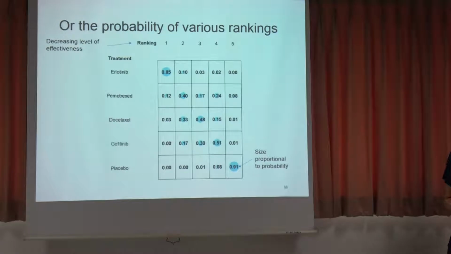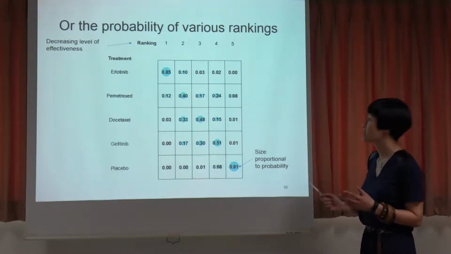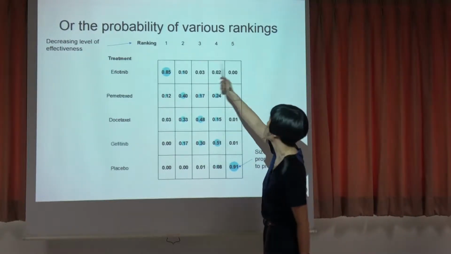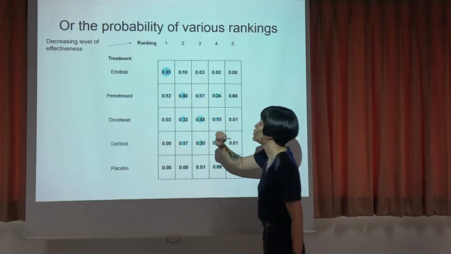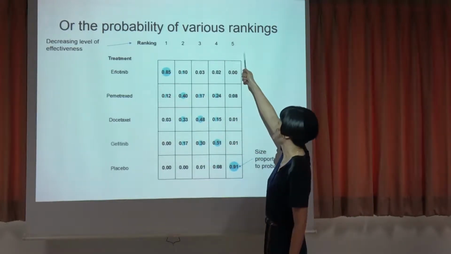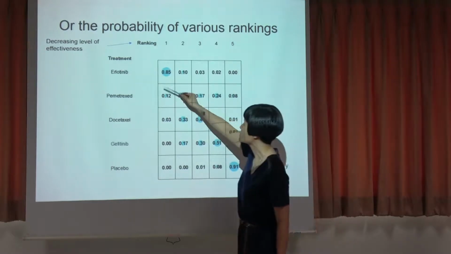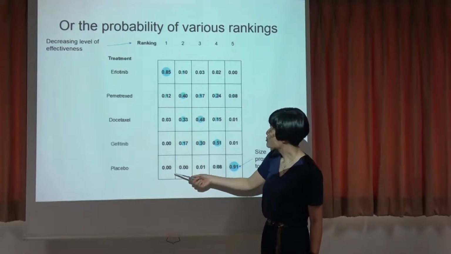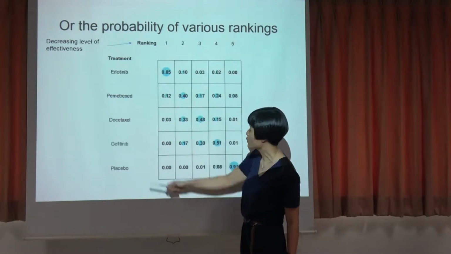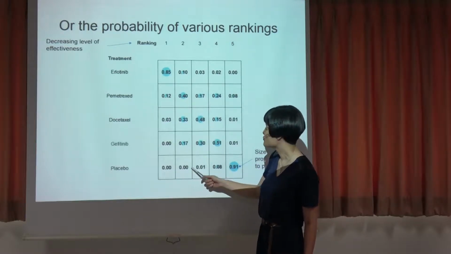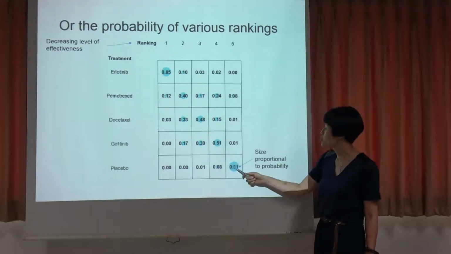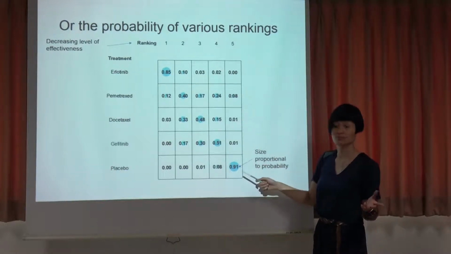So what's really useful is you can then calculate ranking for these comparisons. So ranking here from 1 to 5, 1 is the most effective, 5 is the least effective. And each treatment is listed down this way. So the easiest thing to look at, for instance, is placebo. The probability of placebo being the best out of all of these is 0. The probability of placebo being second best out of all these treatments, again, is 0. The probability of placebo being the worst is very high, which is what you would expect.